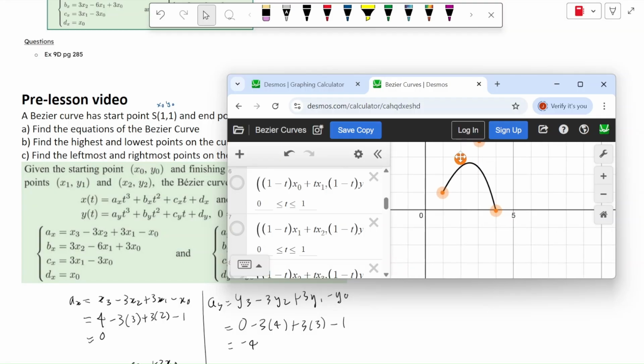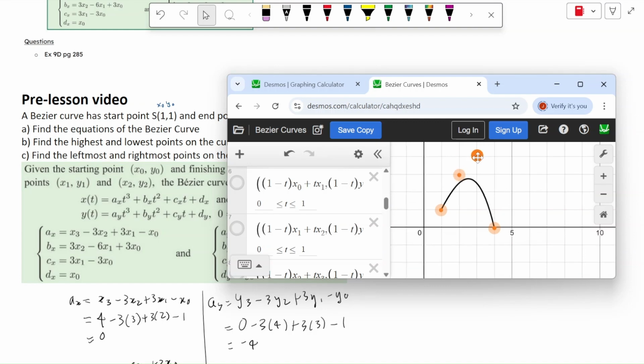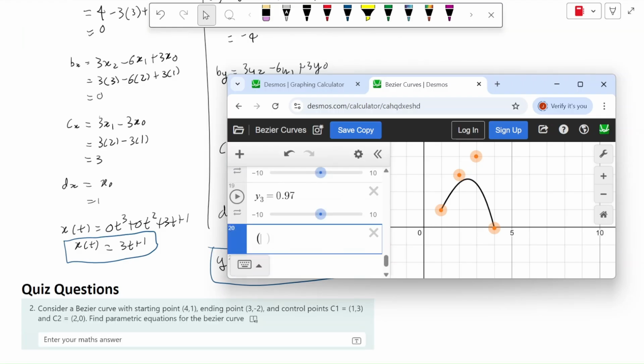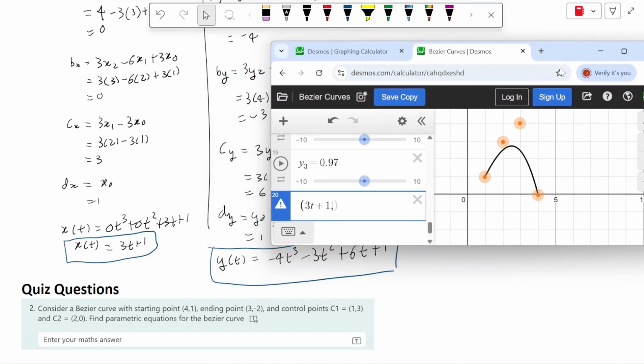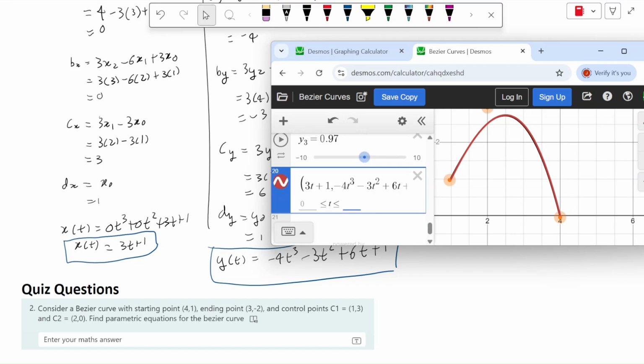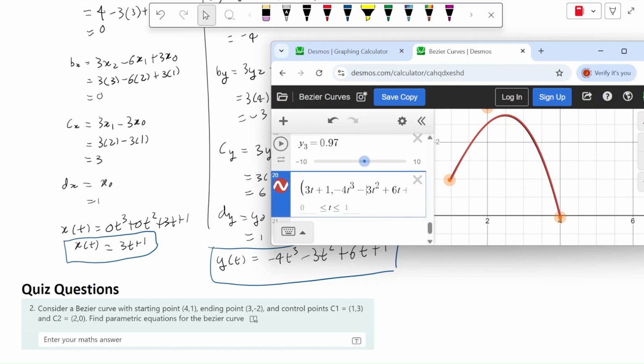And I might put those a bit more on integer coordinates. There we go. If I graph my parametric equations, they should pretty much match. So that'll be 3t plus 1. And then my y parametric equation should be minus 4t cubed, take 3t squared, plus 6t plus 1. And you can see that red and the black line pretty much match. The only difference is that I haven't dragged the points perfectly, so they don't perfectly overlap. But they would if I placed the points perfectly. Note that Bezier curves always go from 0 to 1 on the t-values as well.